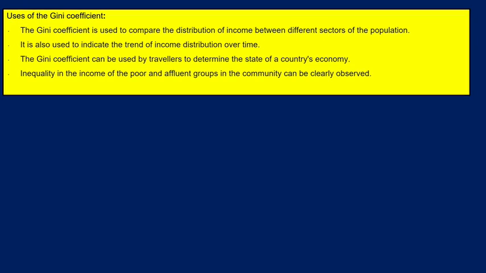Right, uses of the Gini coefficient. The Gini coefficient is used to compare the distribution of income between different sectors of the population. It is also used to indicate the trend of income distribution over time. The Gini coefficient can be used by travelers to determine the state of a country's economy. Inequality in income of the poor and affluent groups in the community can be clearly observed.